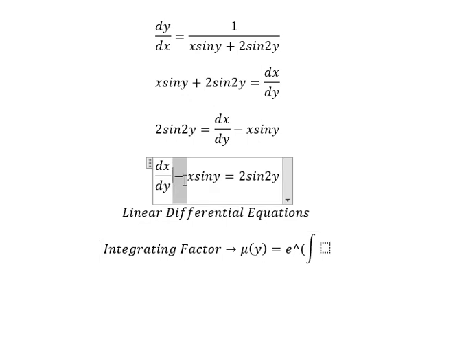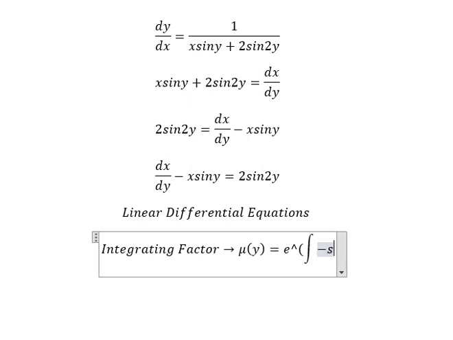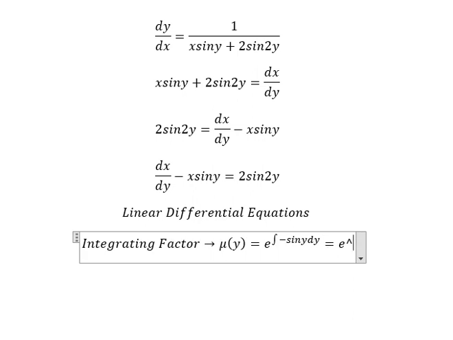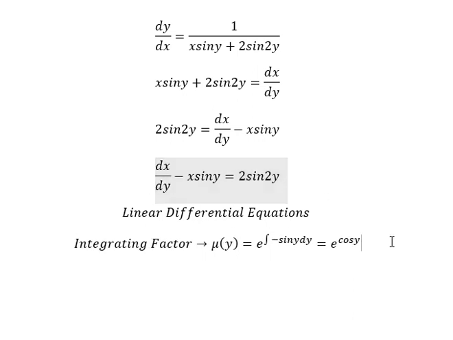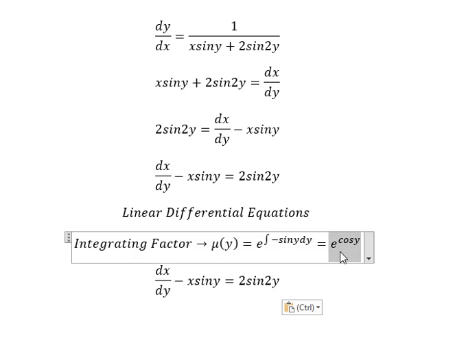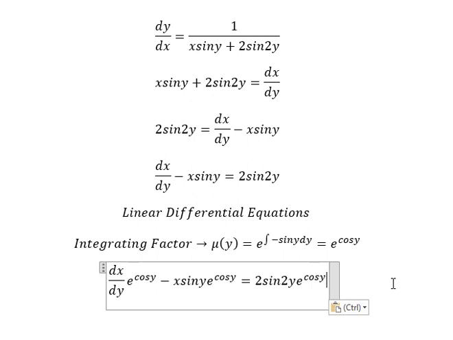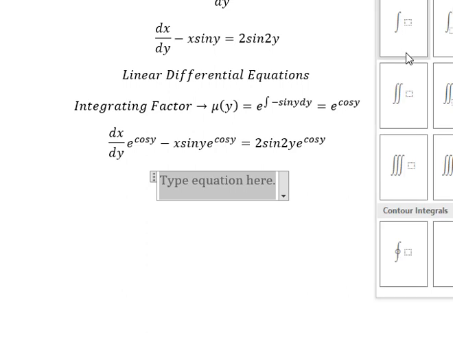We see that we have negative sign and sine y. This is for the integrating factor. And this one we have cosine y. That means we need to multiply both sides by this one. Next, we put the integration for both sides.